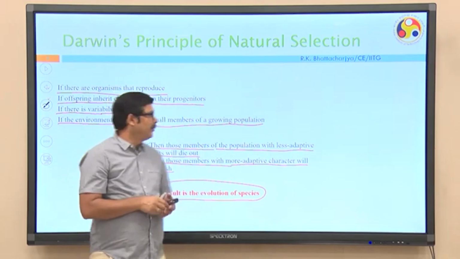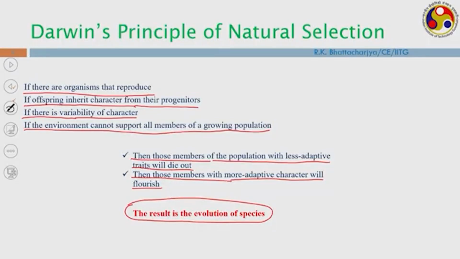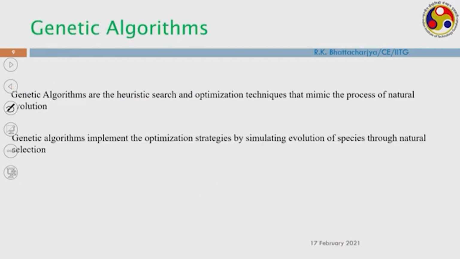So, we try to apply the principle of natural selection artificially for solving an optimization problem. Now, what is genetic algorithm? Genetic algorithms are heuristic search and optimization techniques that mimic the process of natural evolution.